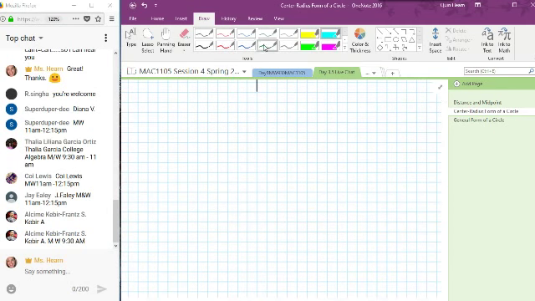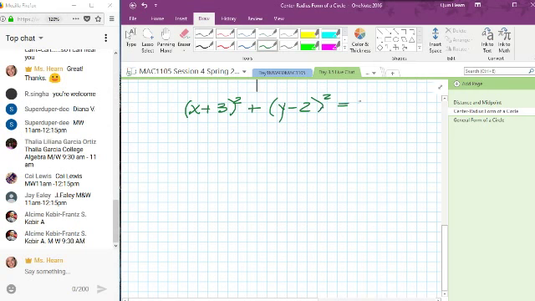Okay, so let's say that I wanted to graph the equation x plus 3 squared plus y minus 2 squared equals 16. Okay, so you can tell by the pattern that it fits that this is going to be the graph of a circle. It matches up with x minus h squared plus y minus k squared equals r squared. We can find the radius very quickly. We know that r squared is 16.